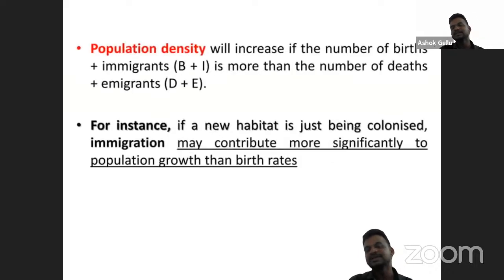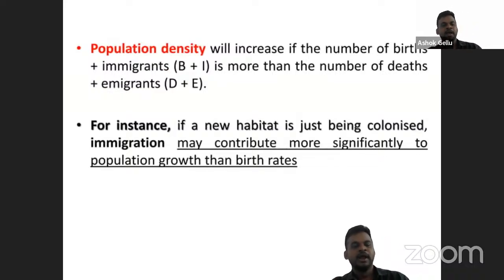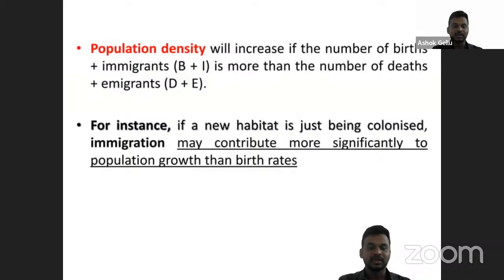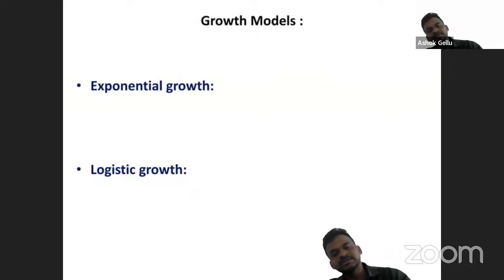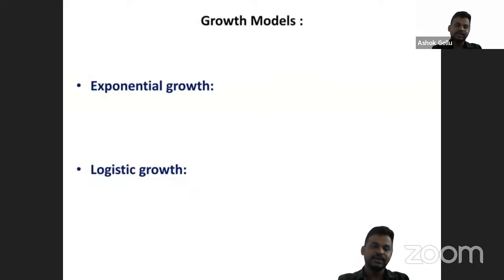Population density will increase if the number of births plus immigrants is more than the number of deaths plus emigrants. For instance, if a new habitat is just being colonized, immigration may contribute more significantly to population growth than birth rates. Growth models are two types: exponential and logistic growth.